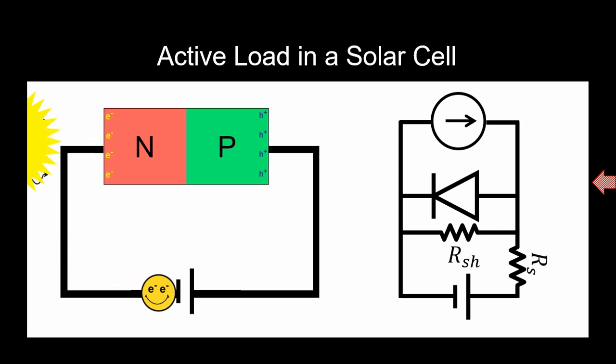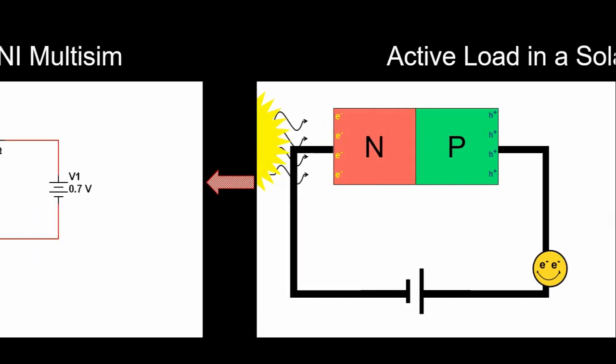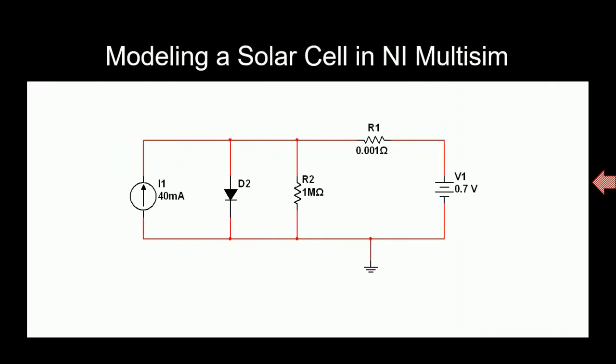And this circuit you model in NI Multisim. So here, if you see in this figure, we have a circuit which has been designed in NI Multisim. Here we have a current source, we have a diode, we have a resistance parallel to the diode, and we have a series resistance. We also have a voltage source.